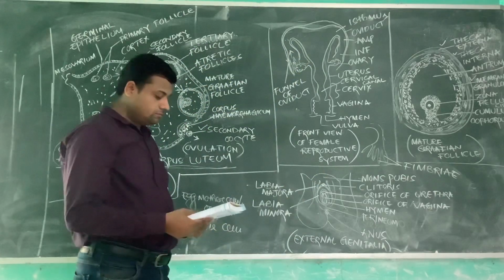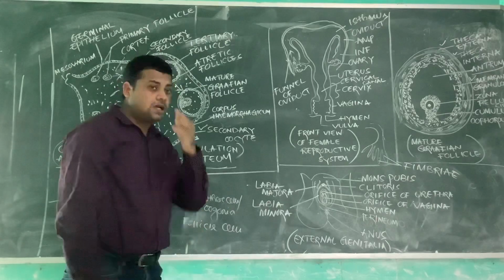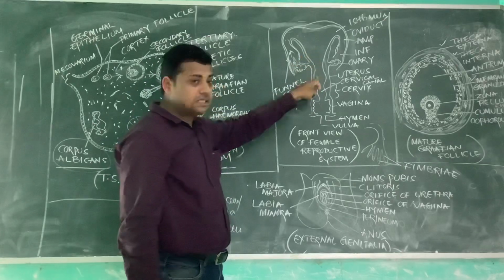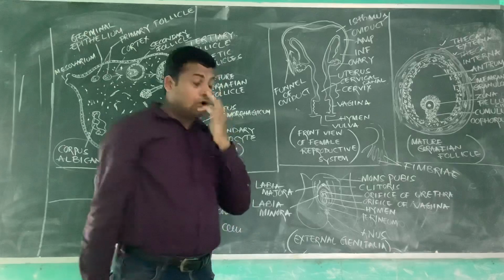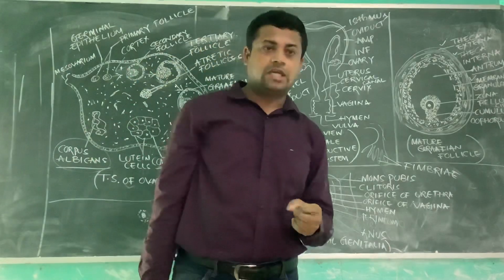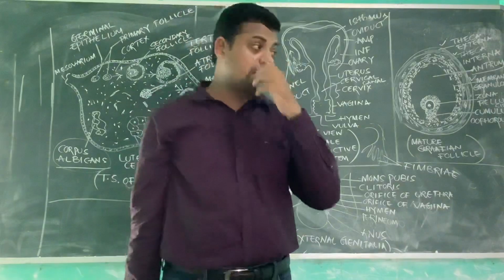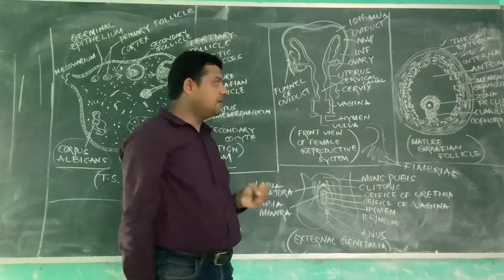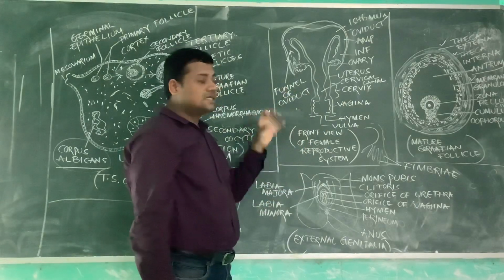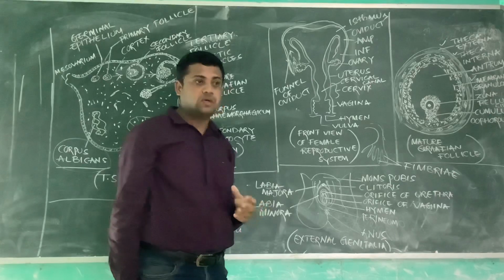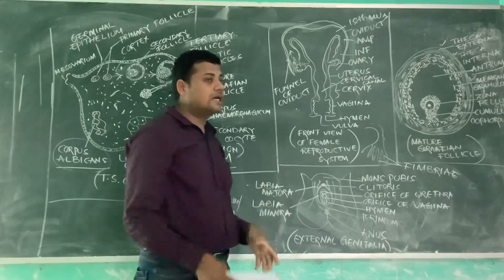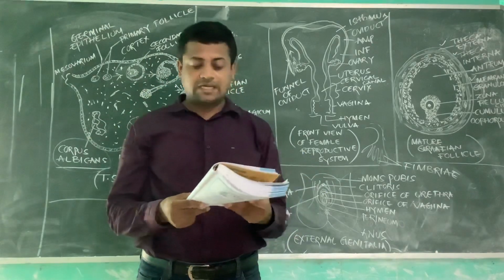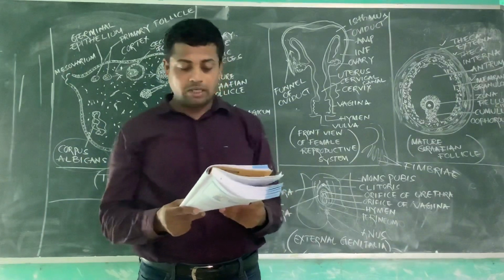Okay. Then the next part of the female reproductive system is called the uterus. Look at this diagram. This is the uterus. It is a hollow and muscular organ because it contains a cavity for the growth or development of the baby. Its wall is formed of muscles, that is, smooth muscles. It measures about 7.5 centimeters long and 5 centimeters in width.